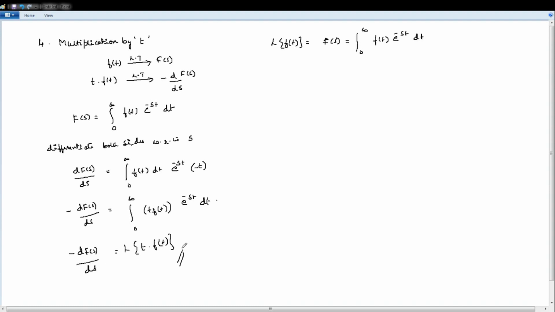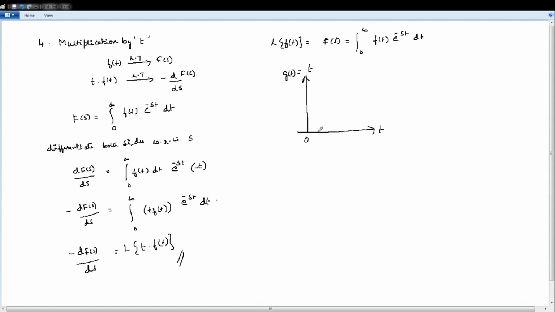That means if you multiply your time domain function f of t with another time domain function t, which is called a ramp function, I hope all of you are clear with the ramp function. See, t is a function with respect to t. I can take another function g of t as t. This t is g of t, and this is f of t. So g of t is t.